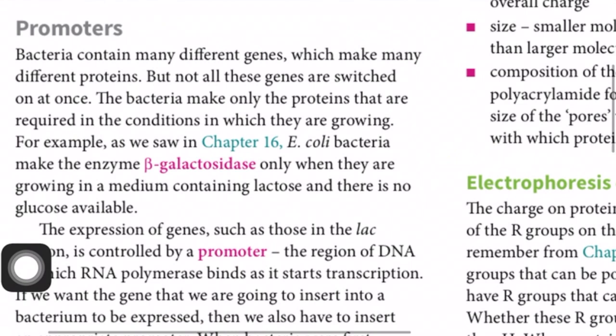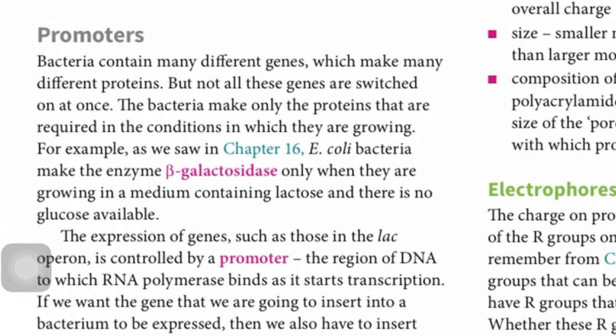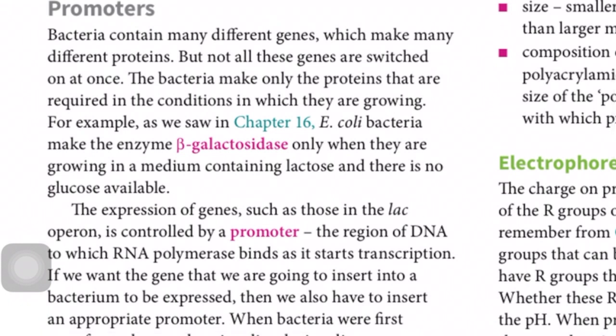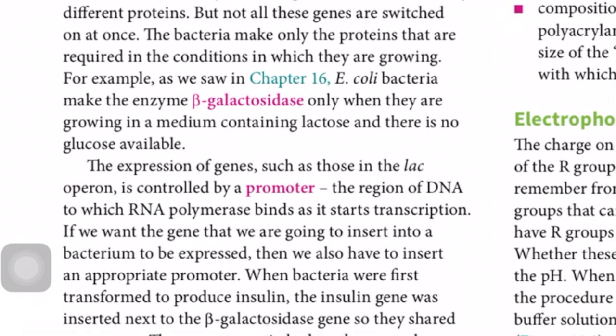Okay, so now we will look at promoters. Bacteria contain many different genes which make many different proteins, of course, but not all these genes are switched on at once, because we do not need every protein at once. The bacteria make only the proteins that are required in the condition in which they are growing. For example, as we saw in chapter 16, E. coli bacteria make the enzyme beta-galactosidase only when they are growing in a medium containing lactose and no glucose available.